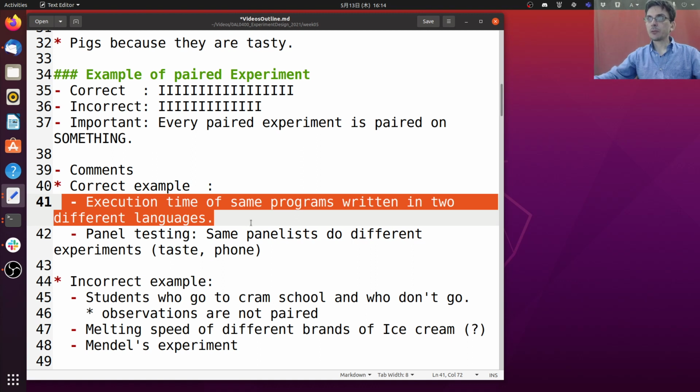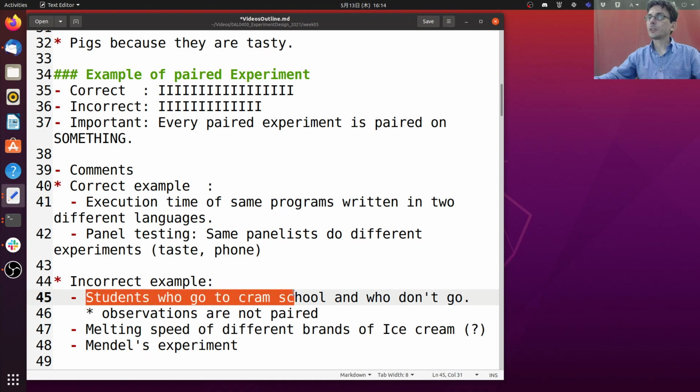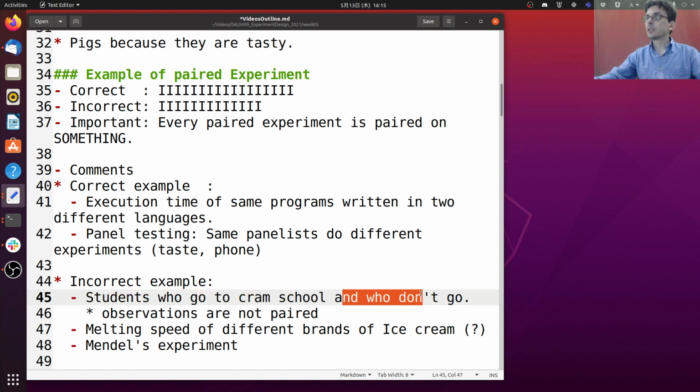Now, there were some common incorrect examples. So, for instance, there was one example that compared students who go to cram school and the students who don't go to cram school. Notice that the problem here is that there is no clear link between the students that go to cram school and the students who don't go to cram school. Maybe you could specify that the students must be from the same family, but that's a little bit pushing it.